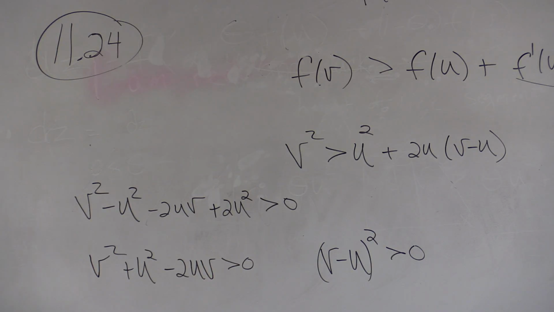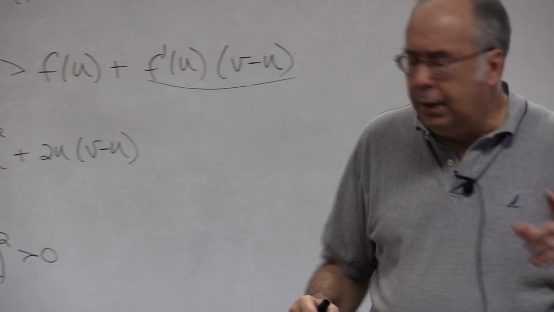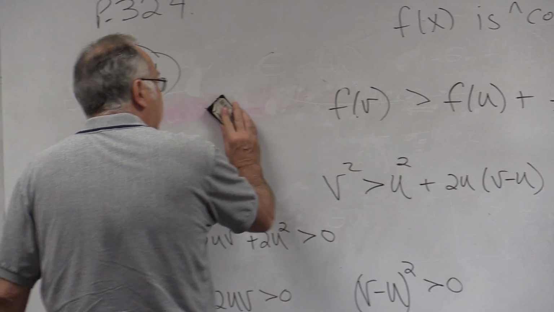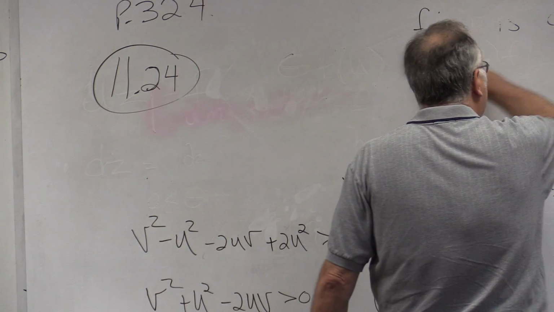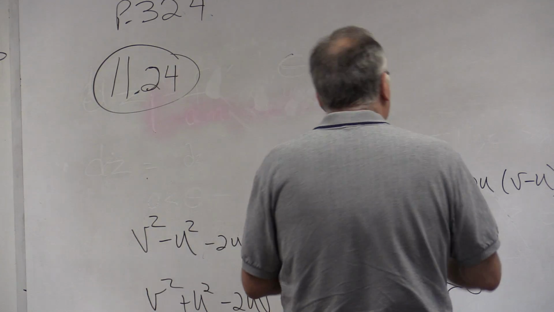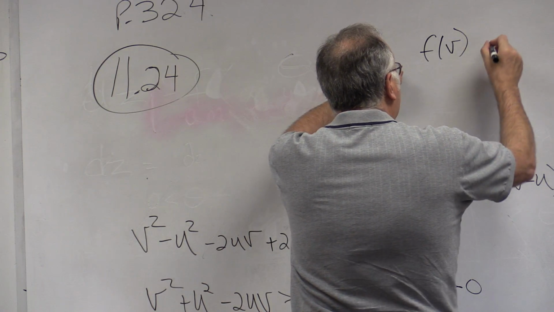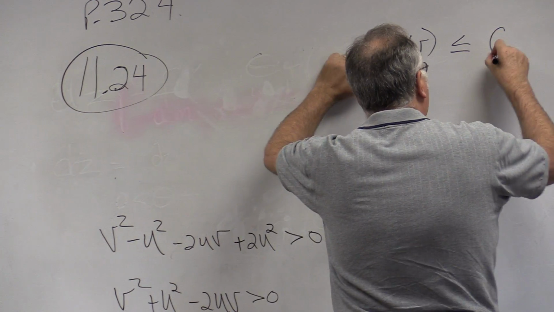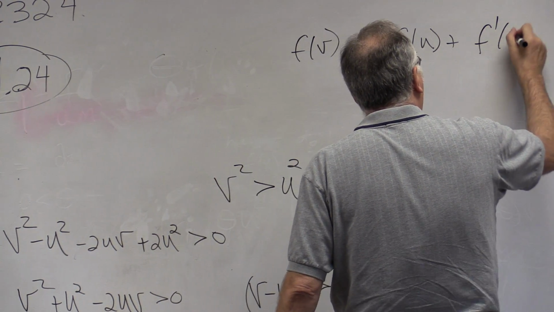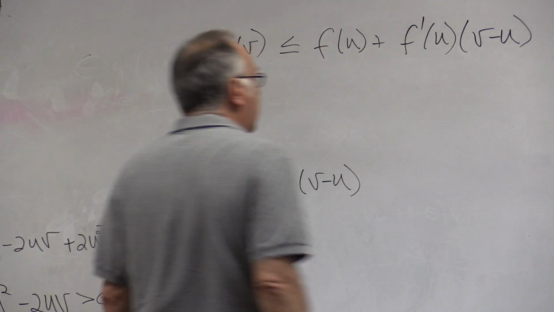Furthermore, we can bring up the importance of this result. Let's go back to the case where we have a concave function. The condition for the function to be concave is this: f of v is less than or equal to f of u plus f prime of u times v minus u.